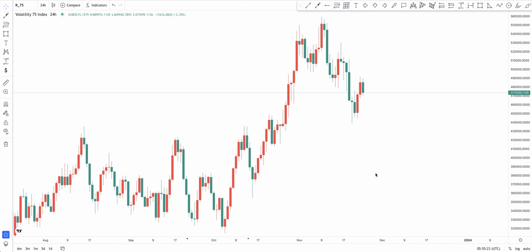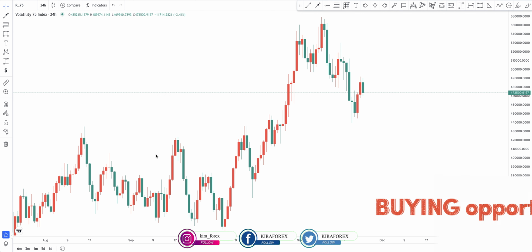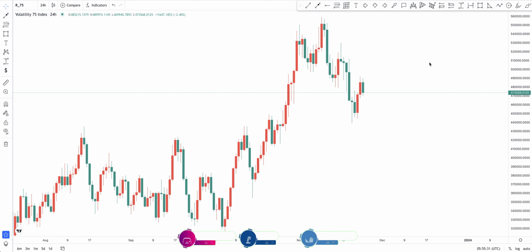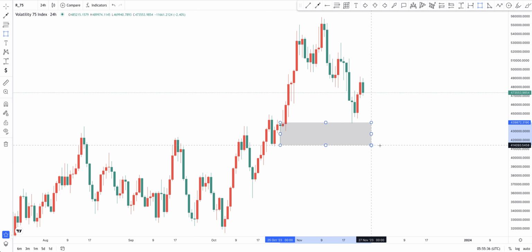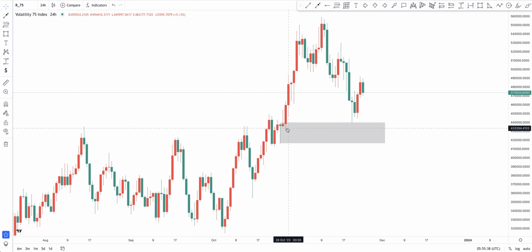So this is us on volatility 75, like I said earlier, and you can see we are moving in an uptrend. So in an uptrend, what do we look for? We look for buying opportunities. So I first spotted my demand zone here. So this is our demand zone at this point.